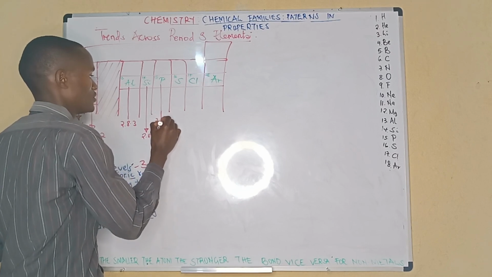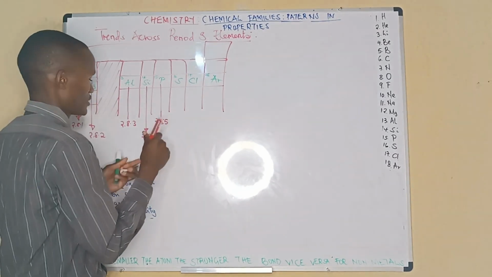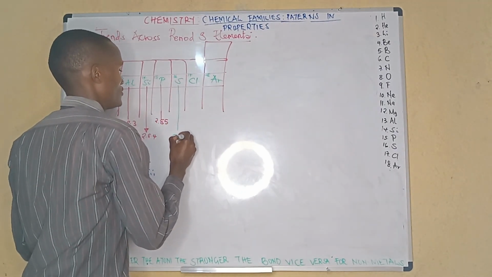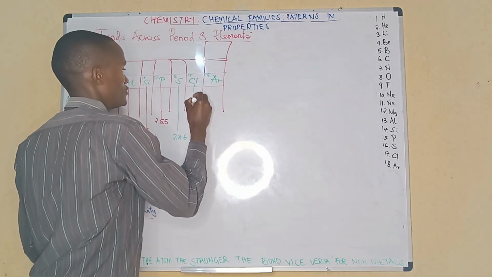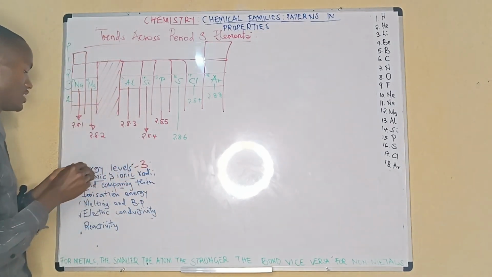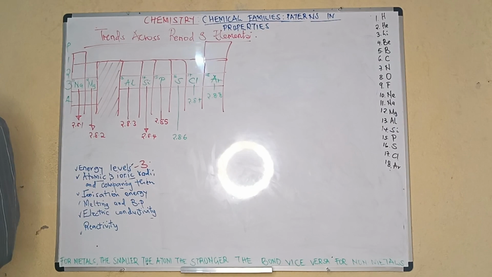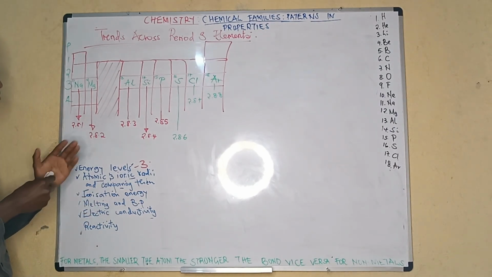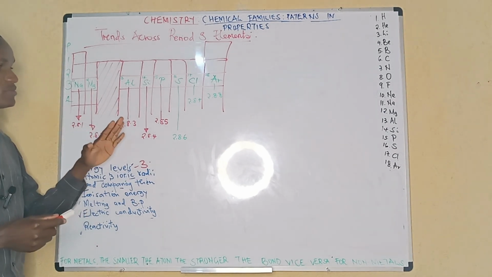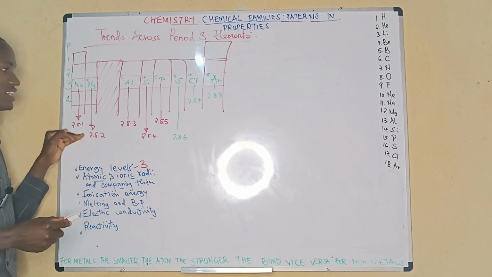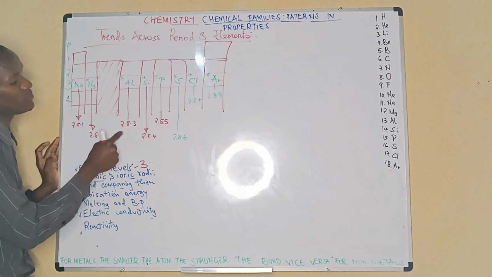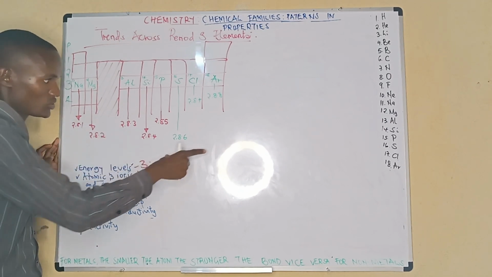phosphorus 2, 8, 5, sulfur 2, 8, 6, chlorine 2, 8, 7, and argon 2, 8, 8. Like that. Now we have checked on the energy levels, and it can be seen that every atom of those elements has an electronic configuration with 3 energy levels: 2, 8, 1; 2, 8, 2. Only that they keep on adding 1 electron up to the end of that period.